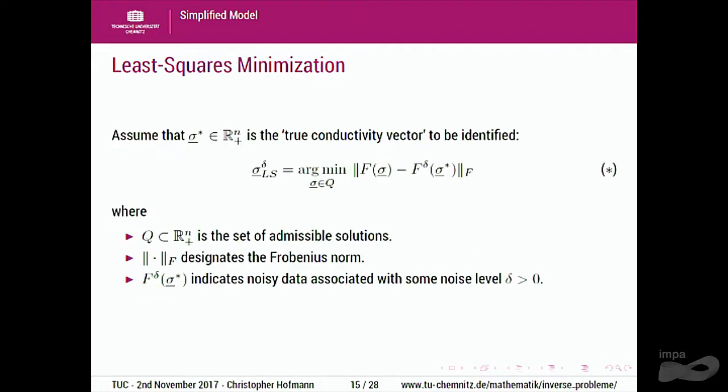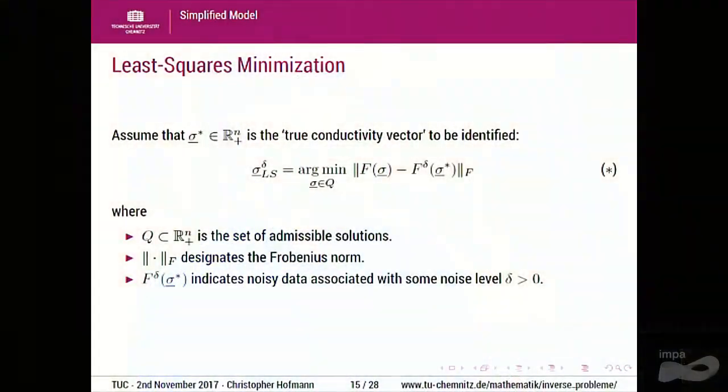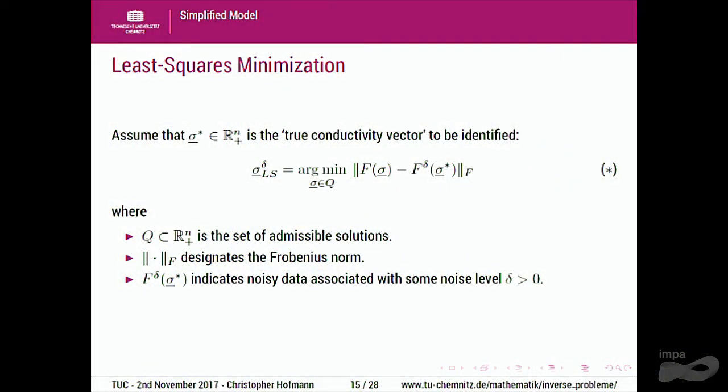So the next step is to use a least squares approach. Assuming that we have a true conductivity vector sigma star given, we try to minimize this discrepancy norm and find sigma in the set of admissible solutions Q that minimizes this least squares problem. F delta is some sort of noisy data with a noise level delta. This is additive noise in this case.